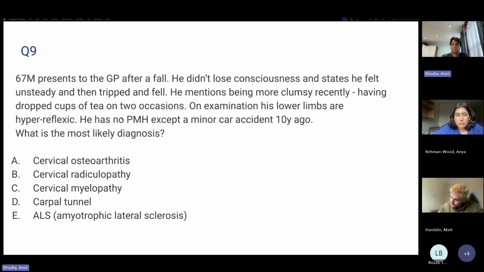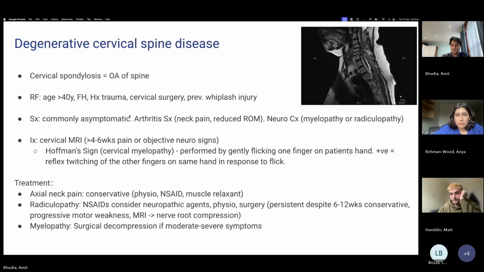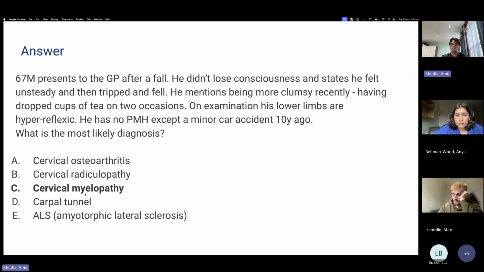So the answer to this is C, cervical myelopathy. I think this was a bit of a tough question. Sorry, let's just go back. So yeah, it's cervical myelopathy. Let's go through the options and say why it's not the other ones. So cervical osteoarthritis, I think that would be unlikely to cause these sort of symptoms. It would present more with just sort of neck pain.